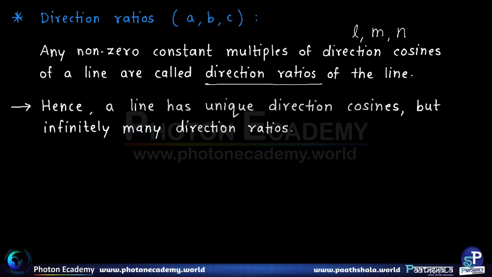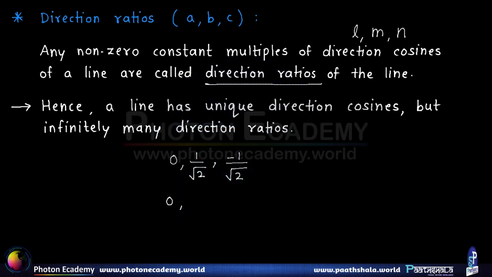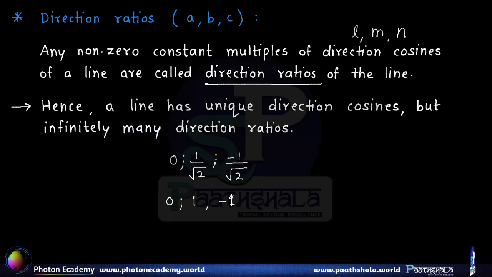Let's take an example. Suppose the direction ratios of a line are 0, 1 upon root 2, minus 1 upon root 2. Now suppose we multiply all the numbers by root 2, then we will get 0 : 1 : minus 1, correct? Being ratios, we can think of these numbers as being in the given ratio with each other. So instead of commas, we can visualize it with ratios also.